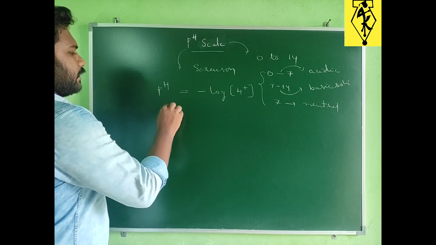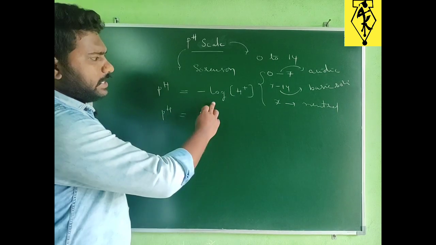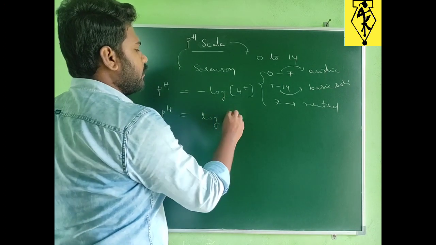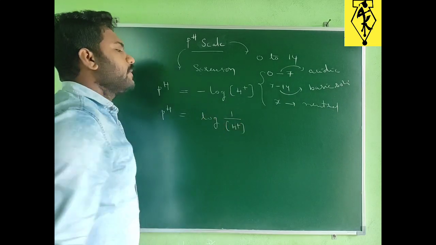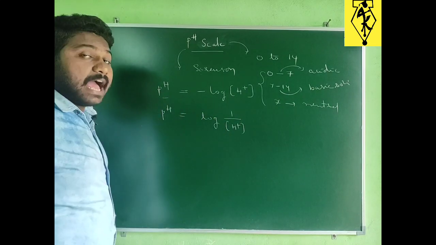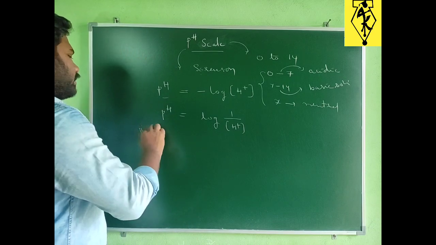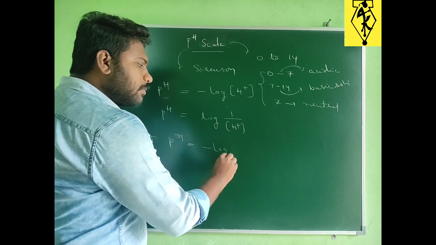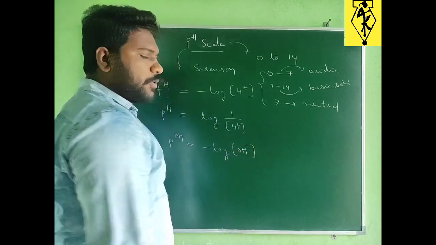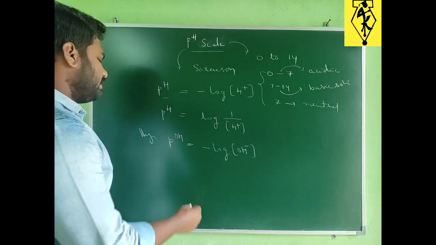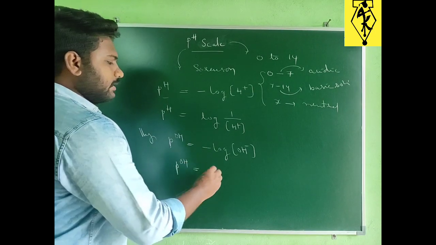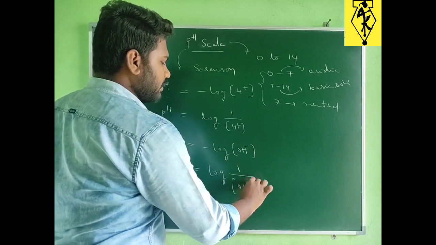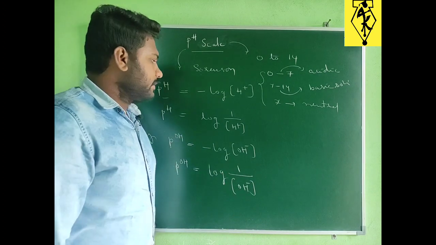So here we can write pH as the negative logarithm of H plus ion concentration, or the same equation can be written as log of 1 by H plus ion concentration. Similarly, like pH, we also have pOH. pOH is the negative logarithm of OH minus ion concentration, and this can also be written as log of 1 by OH minus ion concentration, right?